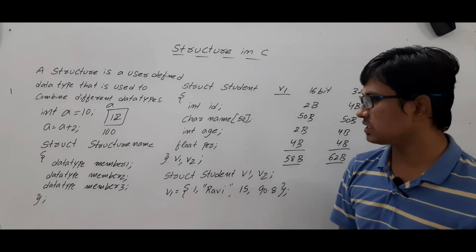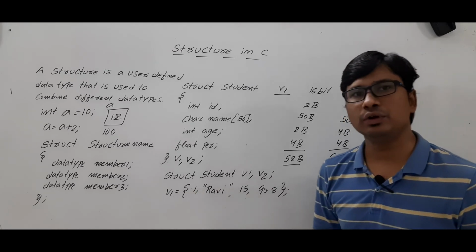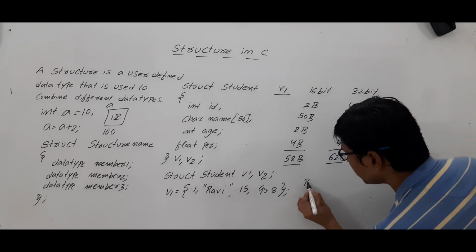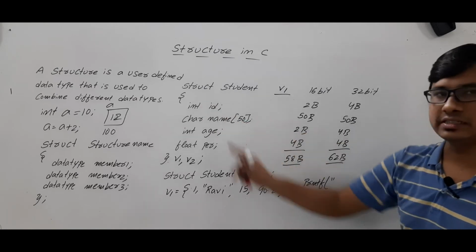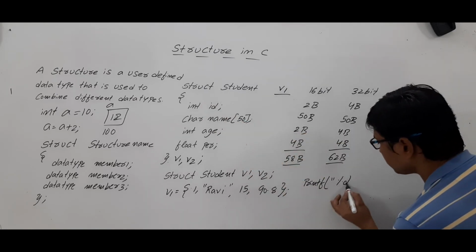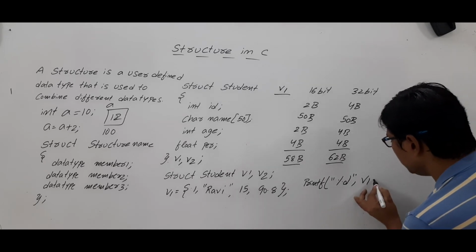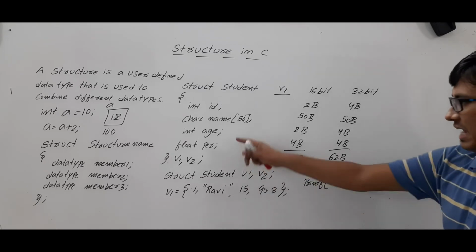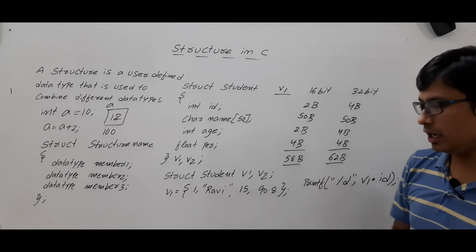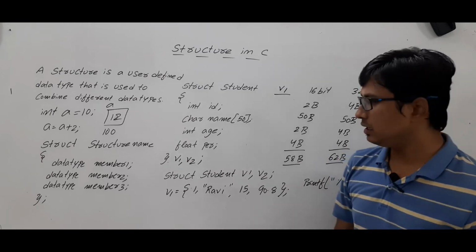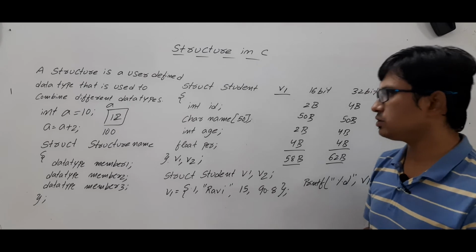Okay, are you able to understand? Now if you want to print the student id 1, then how can you write it? You can write printf. Id is an integer, so you have to use the format specifier %d. Using the dot operator, you can access v1 dot id, then the value 1 will be printed as an output. I hope you have understood. Now let me discuss this with a simple program, so that you will understand in a better way.